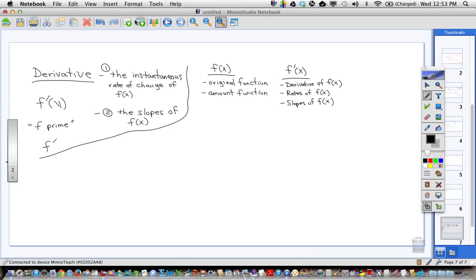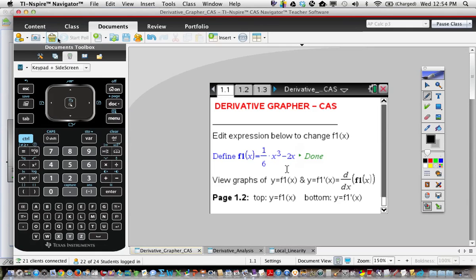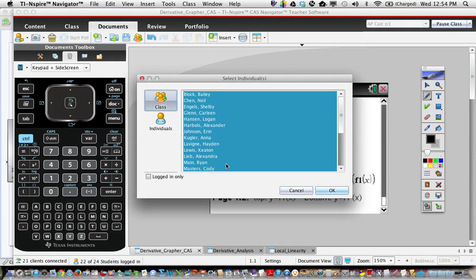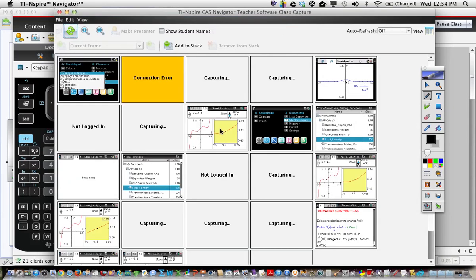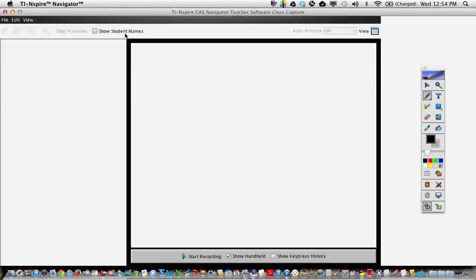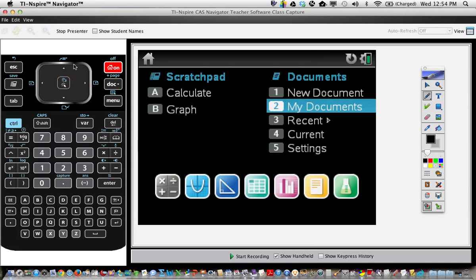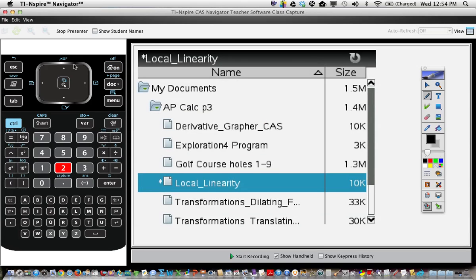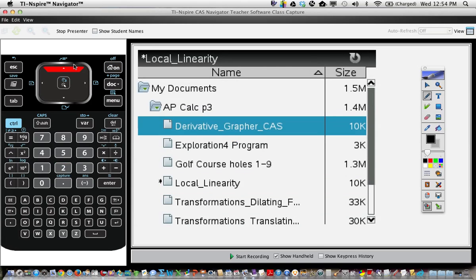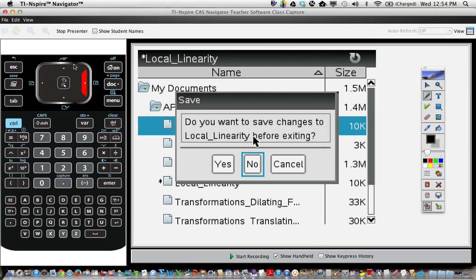Now, let's go to the other document I sent you, the derivative grapher document. And Cody is the presenter this time. Okay, so just go to the home screen would be the fastest. I would say don't save it this time. There's no need to save what we had. So go to derivative grapher. I would say no on the changes, just so it won't take as long.